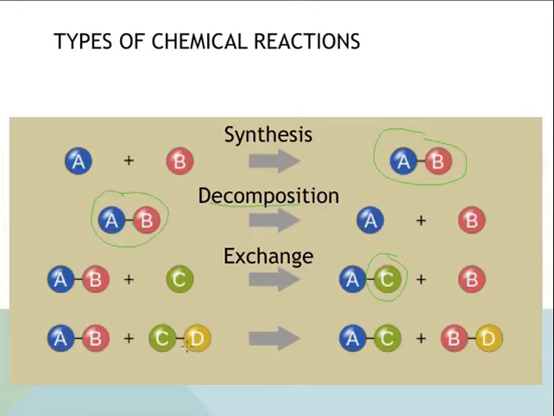When we look at this last one here, it's a double displacement or a double exchange. So we're exchanging two things. So we have A and B again, but now we introduced a D that's bonded to C on the reactant side. When we go over here to the products, A is now with C and B is now with D. So we exchanged what both things were bonded to.